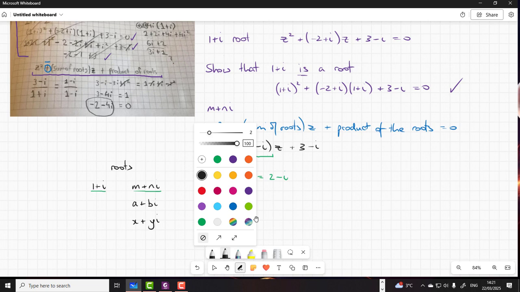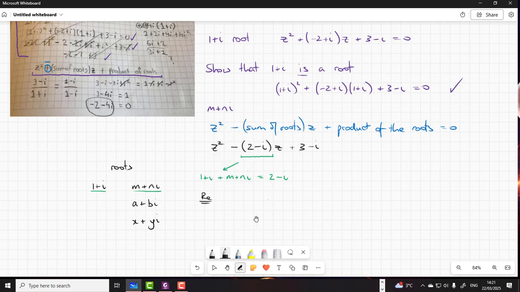So the real numbers, first of all, on the left-hand side, we have 1 plus m. So 1 plus m is equal to the real number on the right-hand side, which is 2. Well, we can see that m is equal to 2 minus 1, which is 1. Okay, now how do we find n?